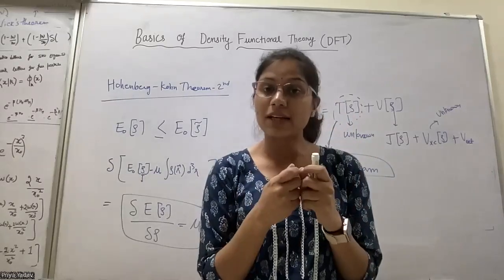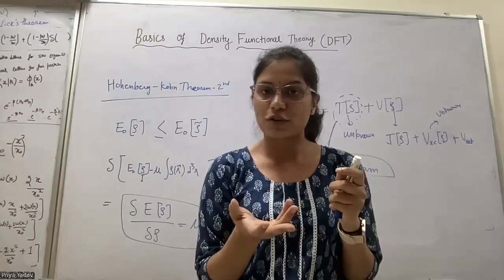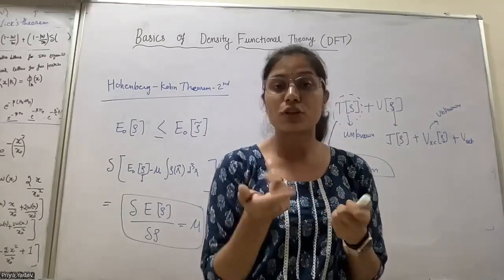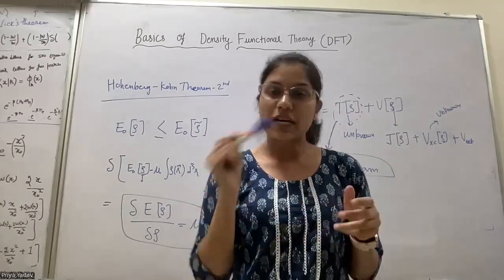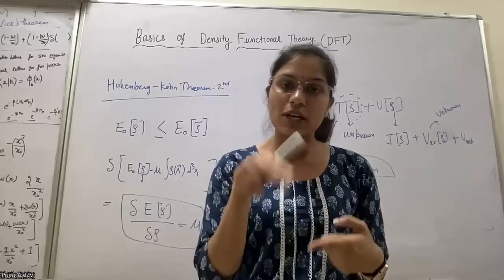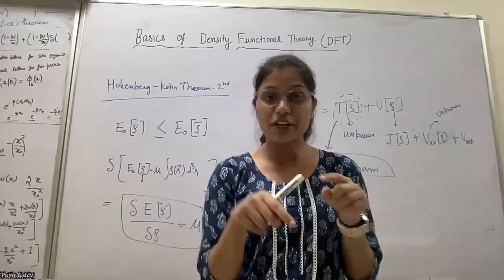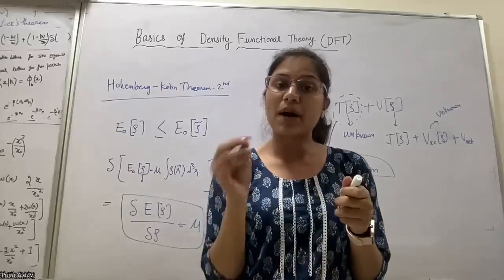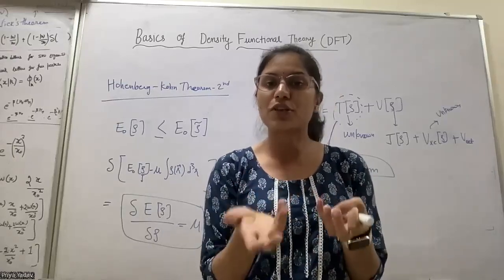So that is exactly the problem. When we try to find any T as a functional of rho, it does not follow the Pauli exclusion principle. So that is the challenge: we have to find such a kinetic energy functional that follows the Pauli exclusion principle. Whereas in Kohn-Sham, it is already put in by default, since they are using orbitals.